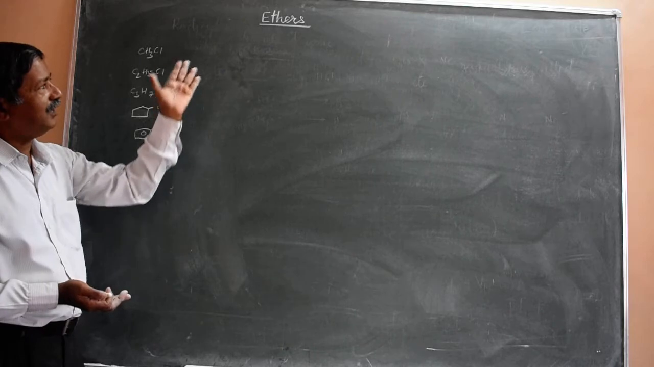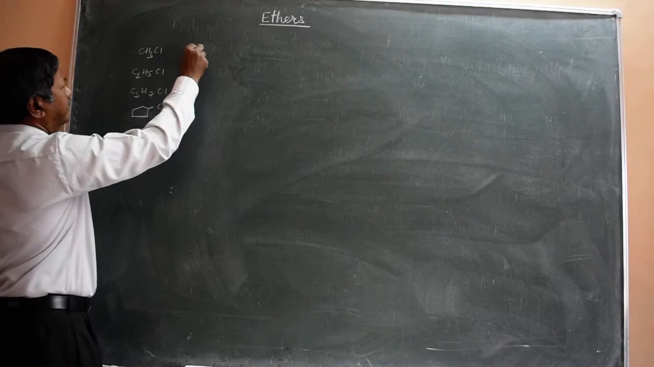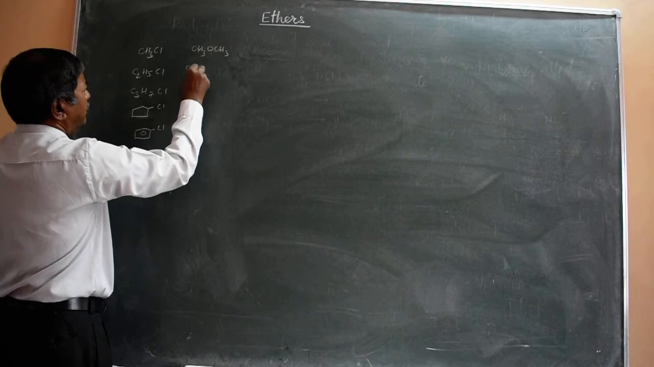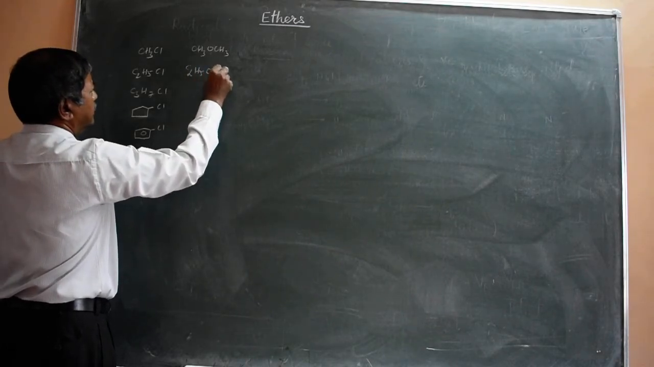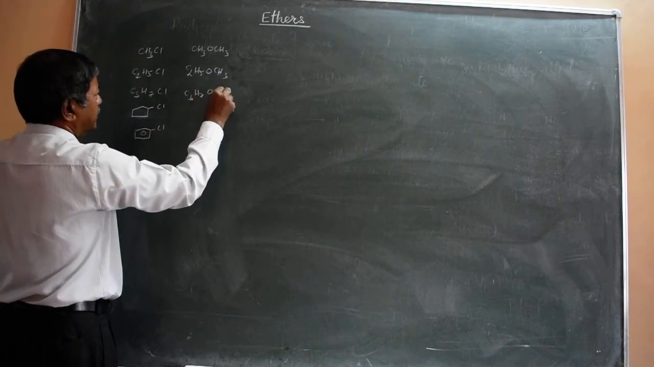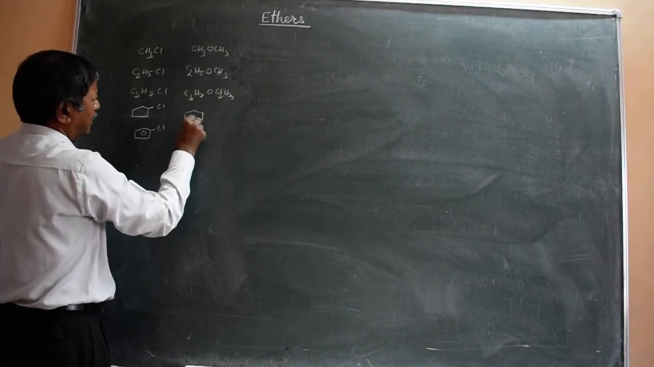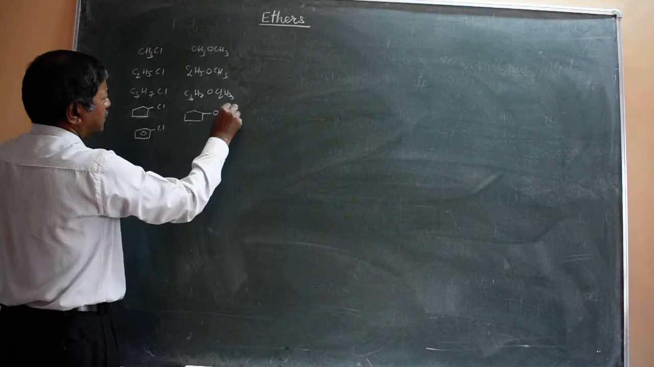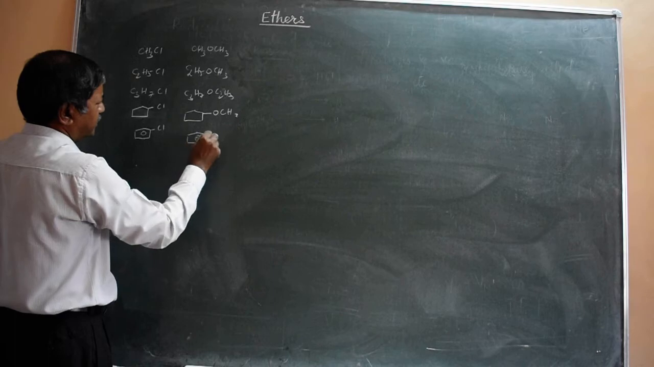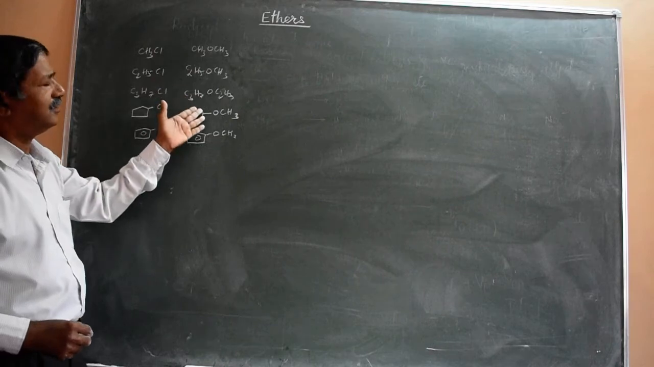Like that, we can write the formula for the different ethers, for example CH3OCH3, C2H5OCH3, C3H7OCH3, or C2H5, and so on. Like this, we have OCH3. This one, OCH3. So all these are nothing but ethers.